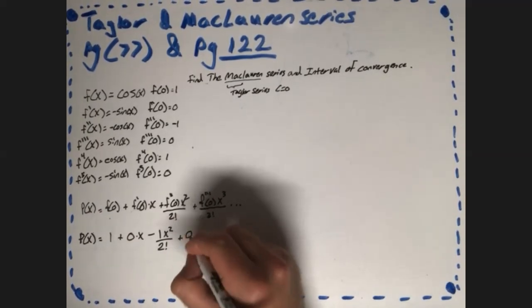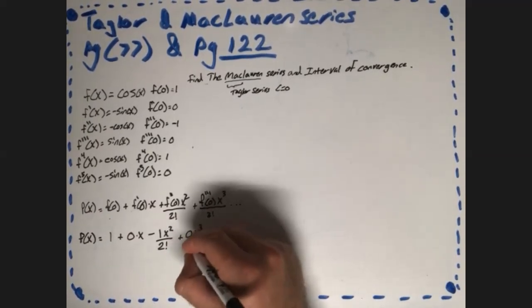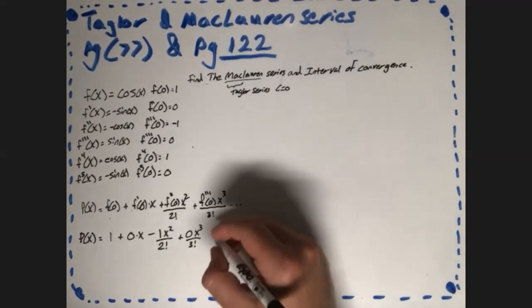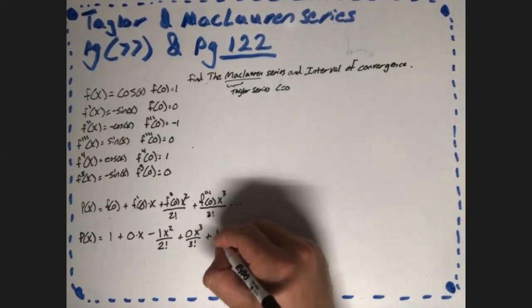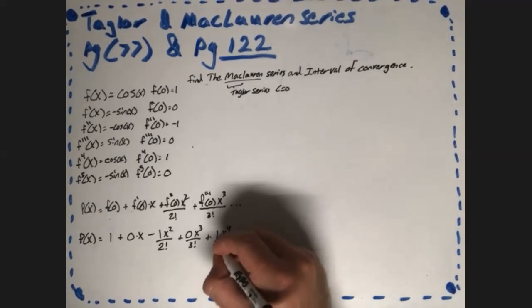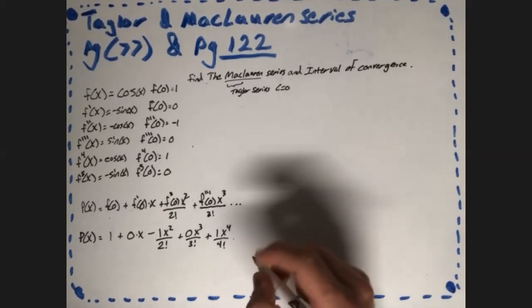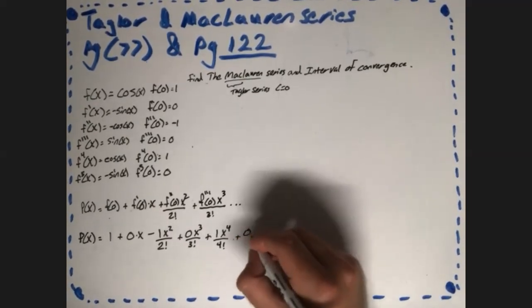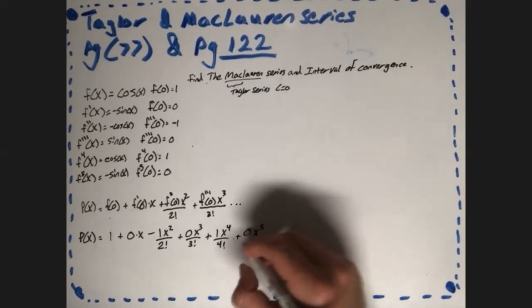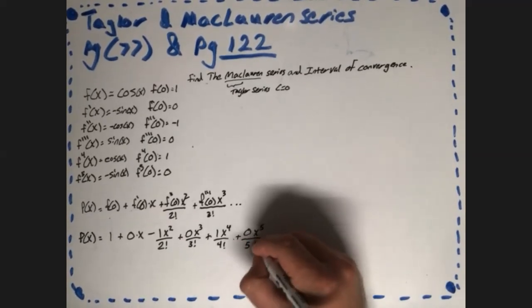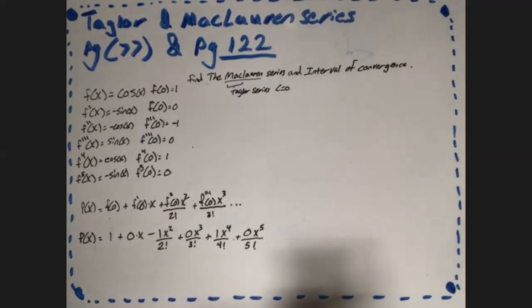Plus 0 times x cubed over 3 factorial. And I'm going to do everything that we got. Plus 1 x to the 4th over 4 factorial plus 0 x to the 5th over 5 factorial. So that's the expansion. We've expanded it very nicely.